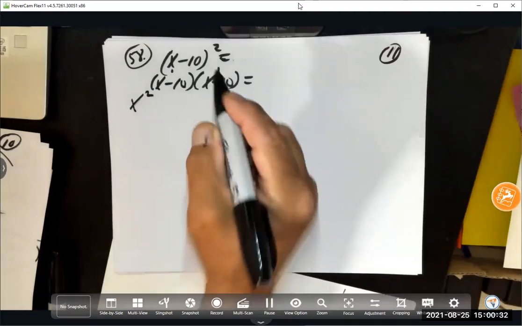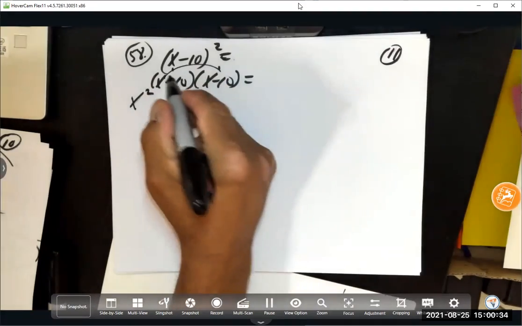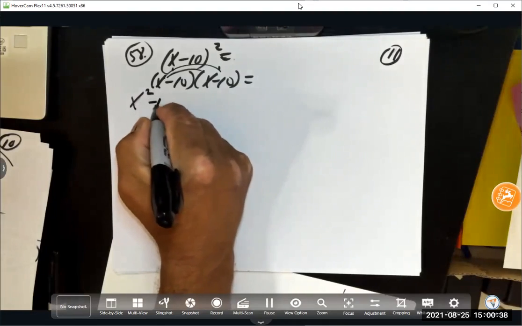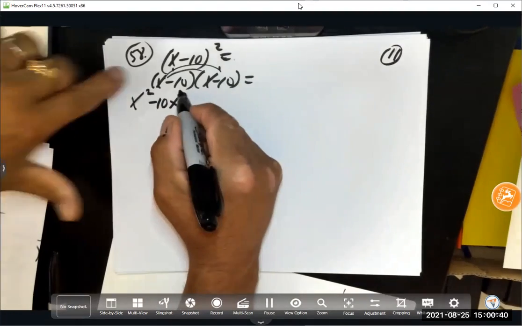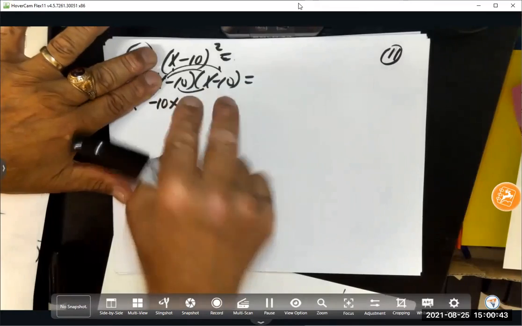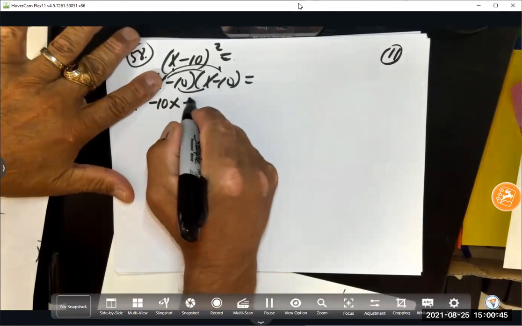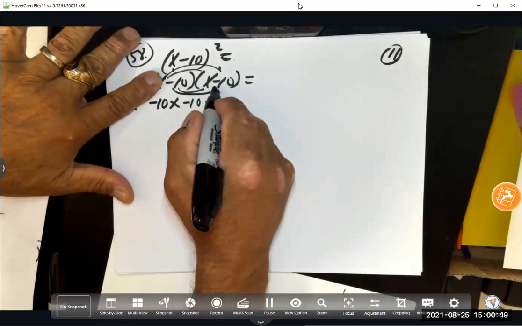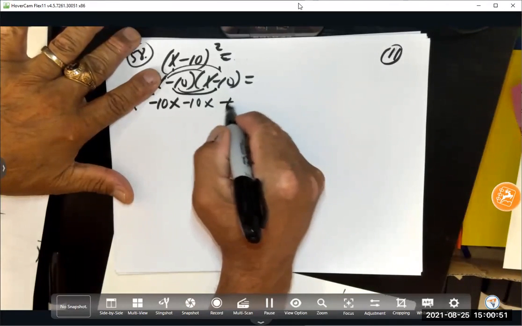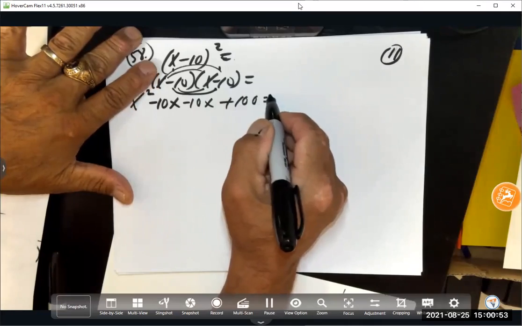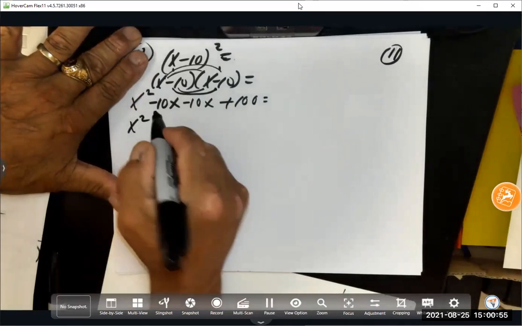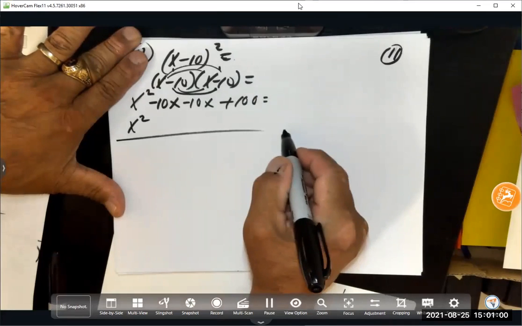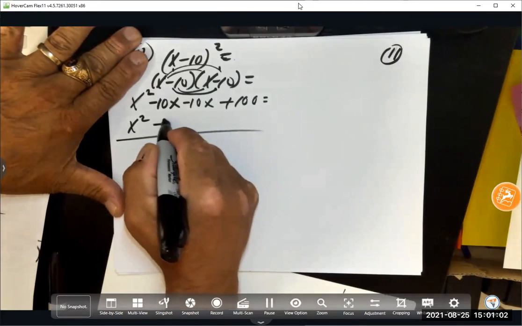All right. And then what about x and negative 10? Negative 10x. And what about negative 10 times x again? Right here. Negative 10x. And a negative times a negative? Positive 100. Okay, so your loser friend, what happened? They lost 10 and lost another 10. What is that number? Negative 20x.